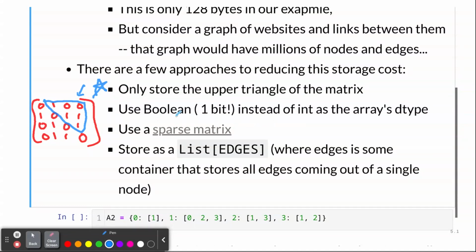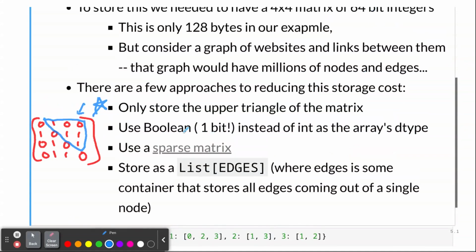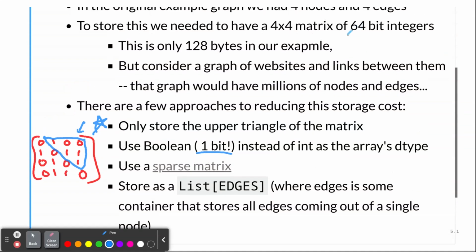Another very valid and fairly easy to implement idea would be to store, instead of a 64-bit integer, just 1 bit. All we have to represent here is either a 0 or a 1. That's exactly what a bit is. It can take on the values exactly 0 or 1. So we could just store this using a Boolean array or an array of bits. Here we would then reduce the size of our matrix by a factor of 64.